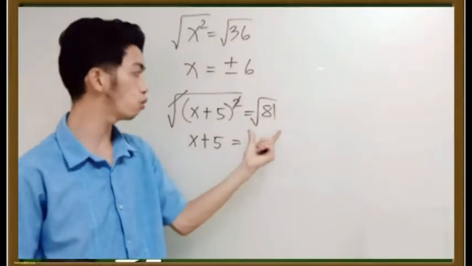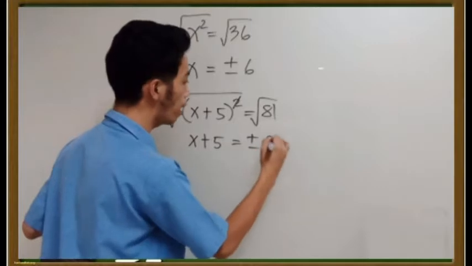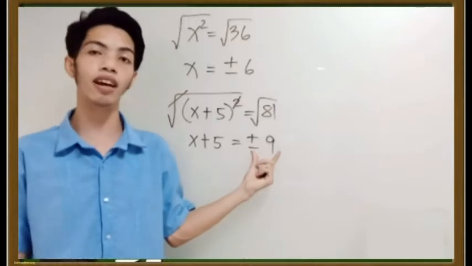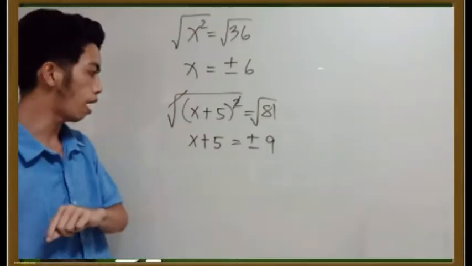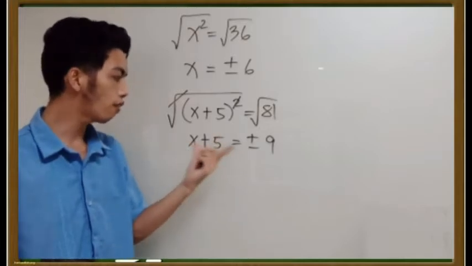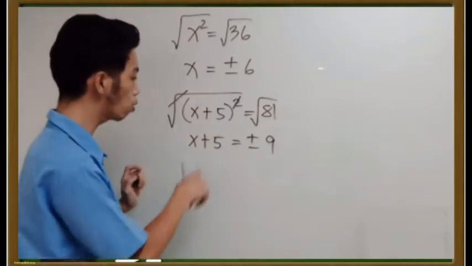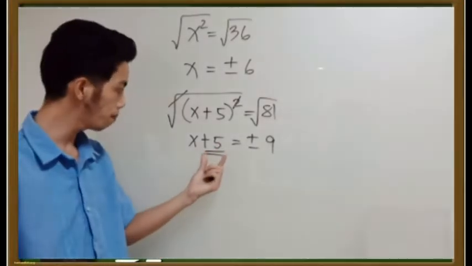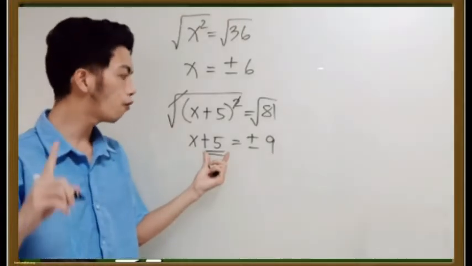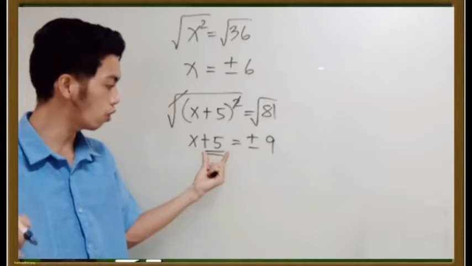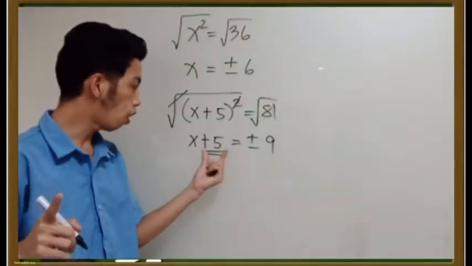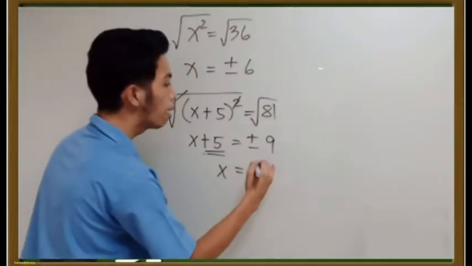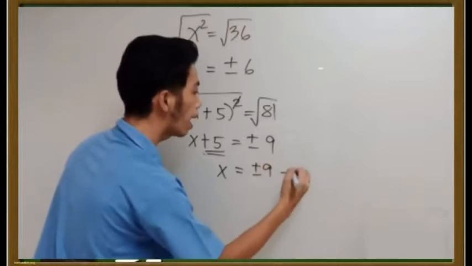We have two possible solutions. That is positive or negative 9. Because positive 9 times positive 9 is 81, and negative 9 times negative 9 is also 81. Okay, now, so wala pa tayong value ng x. To find the value of x, we are going to do an additive inverse. When we say an additive inverse, the inverse of positive 5, that is negative 5. Paano nangyayari yung additive inverse? Inililipat mo yung constant dun sa right side. So this will give us x is equal to positive or negative 9 minus 5.